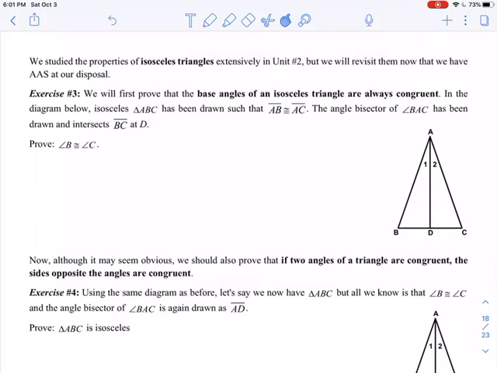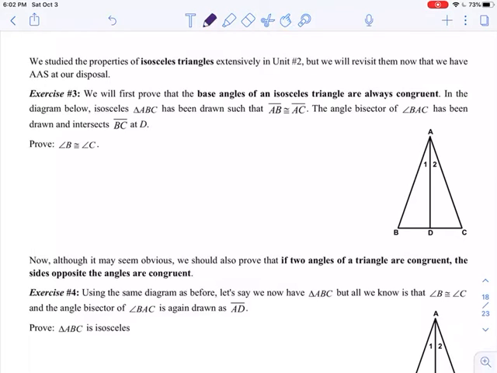So we studied the properties of isosceles triangles in Unit 2, but we will revisit them now with angle-angle-side at our disposal. We will first prove that the base angles of an isosceles triangle are always congruent. That's something that you probably learned in middle school, but you didn't prove it, so we're going to prove it right now. The base angles of an isosceles triangle are always congruent.